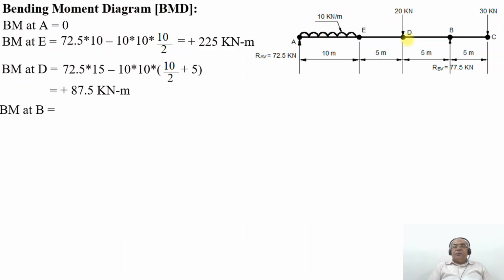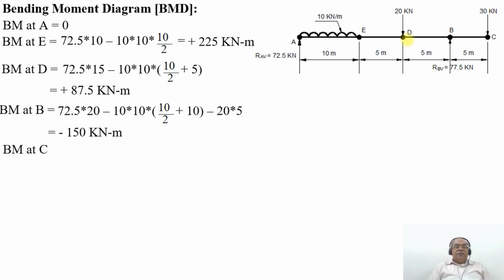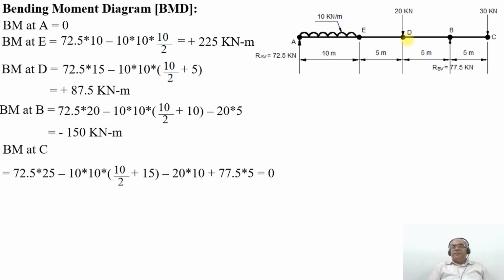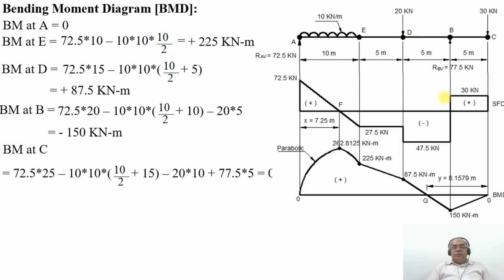BM at B will be equal to 72.5 into 20 minus 10 into 10 by 2 plus 10 minus 20 into 5, which will be equal to minus 150 kilonewton meter. BM at C will be equal to 72.5 into 25 minus 10 into 10 by 2 plus 15 minus 20 into 10 plus 77.5 into 5, which will be equal to 0. So this is how you will be able to get the bending moment diagram. BM at A is 0 and BM at E is plus 225 kilonewton meter.